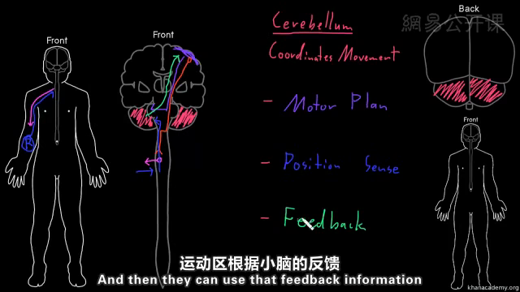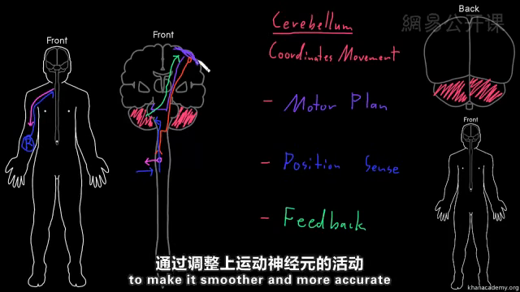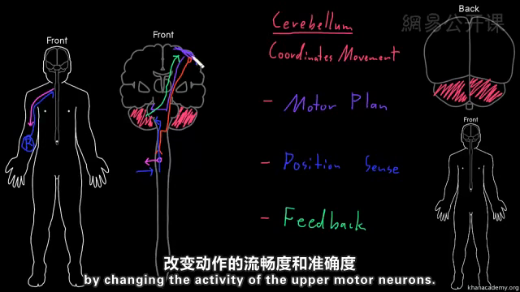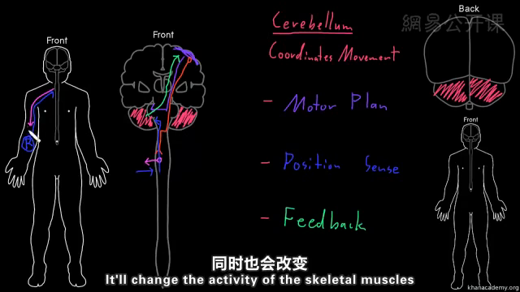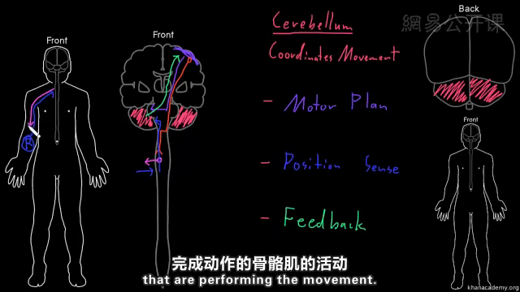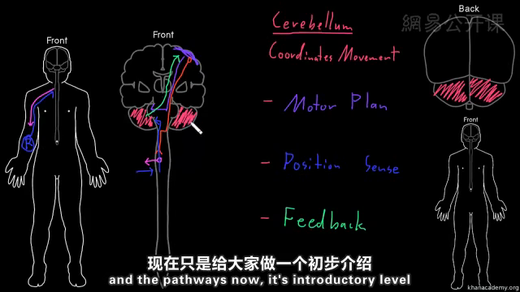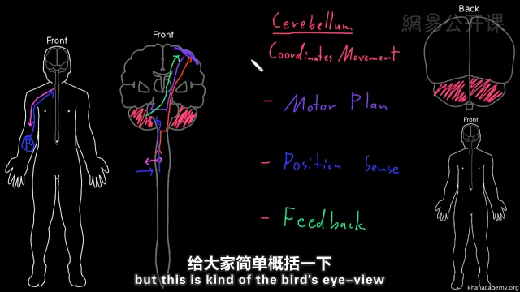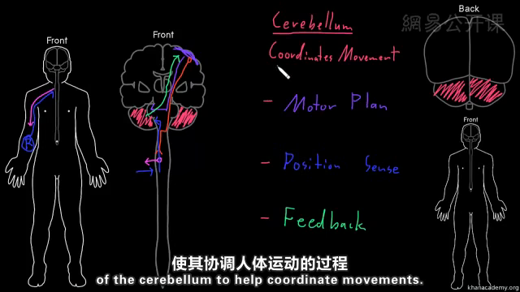And then they can use that feedback information from the cerebellum to fix the movement, to make it smoother and more accurate by changing the activity of the upper motor neurons. That'll change the activity of the lower motor neurons. That'll change the activity of the skeletal muscles that are performing the movement. So again, don't worry about the actual anatomy and the pathways now at this introductory level, but this is kind of the bird's eye view of the way information flows in and out of the cerebellum to help coordinate movements.